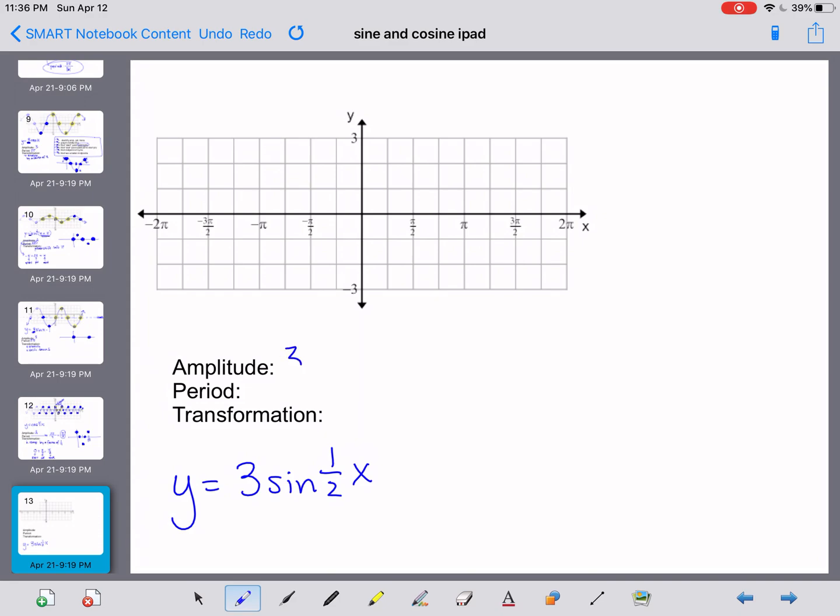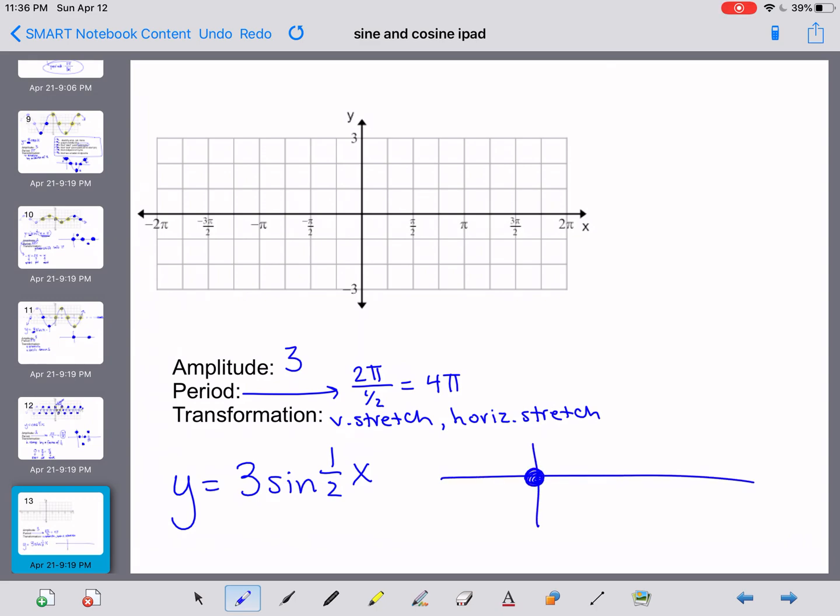So amplitude is 3. The period is 2 pi divided by the b value, which is 1/2. Do a little keep, change, flip. Your period is 4 pi. Transformation, there's a vertical stretch by a factor of 3. There is a horizontal stretch. So this is why I really wanted big graph paper, and this is by a factor of 2 for the horizontal stretch. So how does sine start?